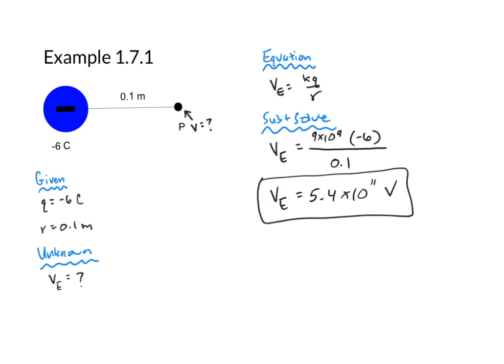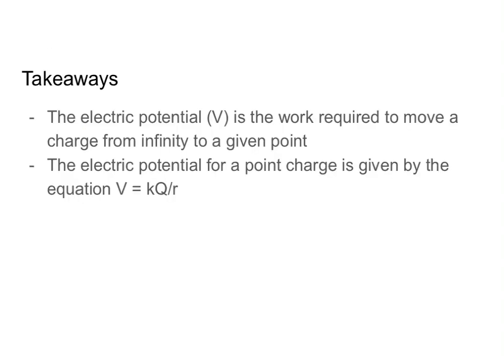So there you go, guys. We have just figured out the electric potential due to a point charge at a specific point in space. Our takeaways: first of all, the electric potential, V, is the work required to move a charge from infinity to a given point. Second, the electric potential for a point charge is given by the equation V equals KQ over R. So there you have it, folks. You are ready to figure out the electric potential for any point charge you might want.